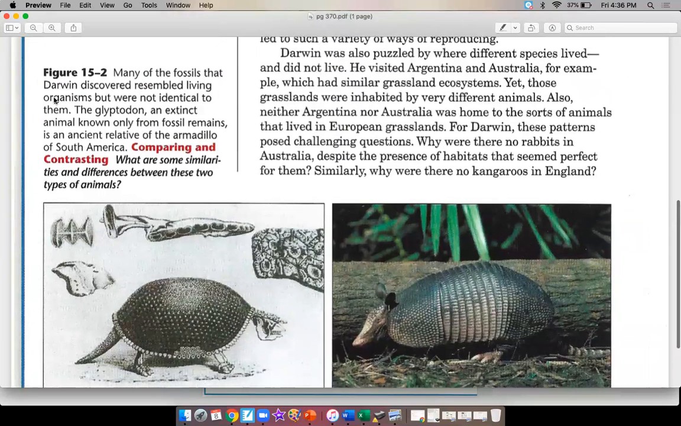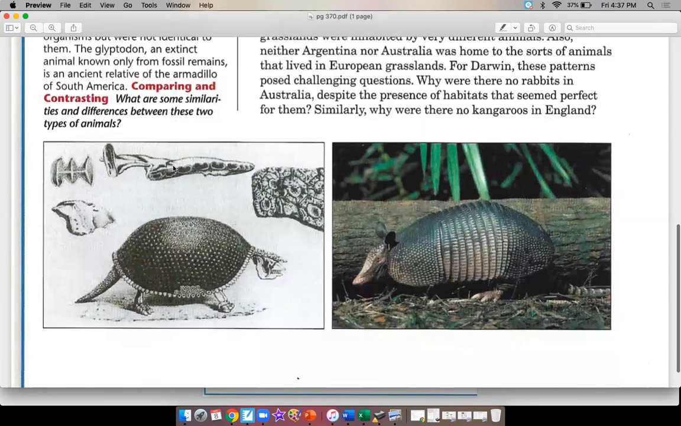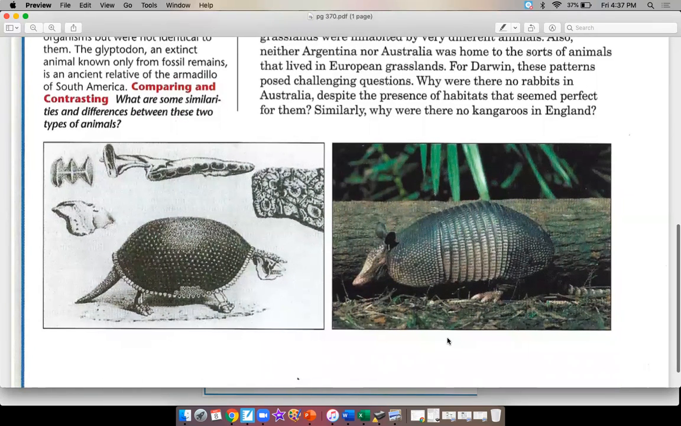Before we move on, take a look at this figure, 15.2. Many of the fossils that Darwin discovered resembled living organisms, but were not identical to them. Glyptodon, an extinct animal known only from fossil remains, is an ancient relative of the armadillo of South America. What are some similarities and differences between these two animals? Well, I'll let you decide, looking at that.